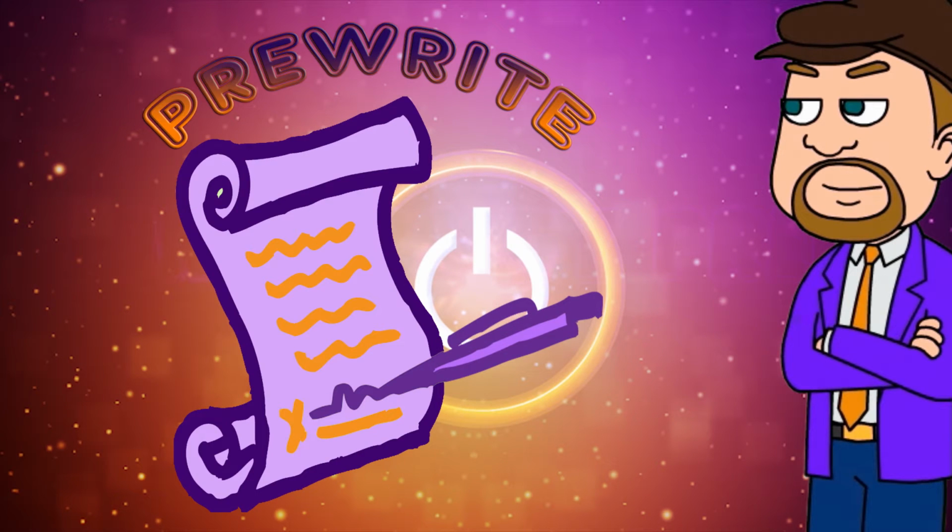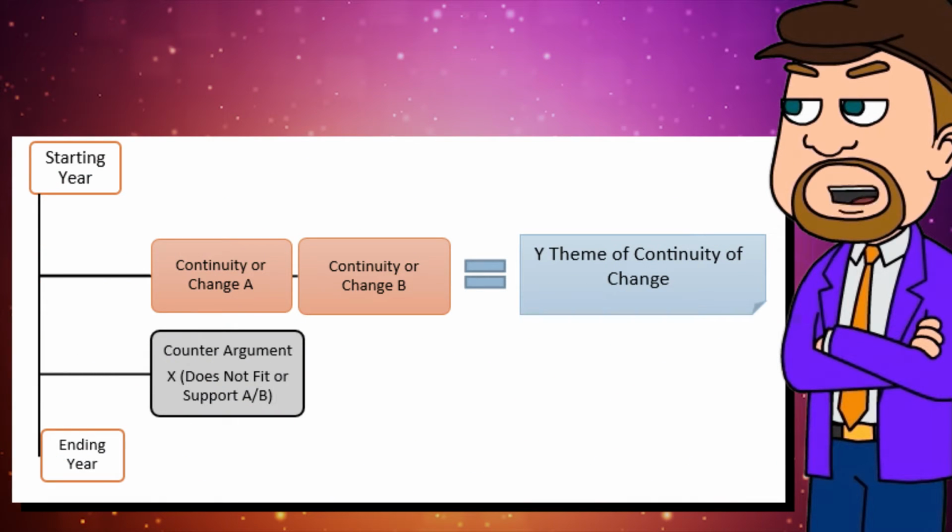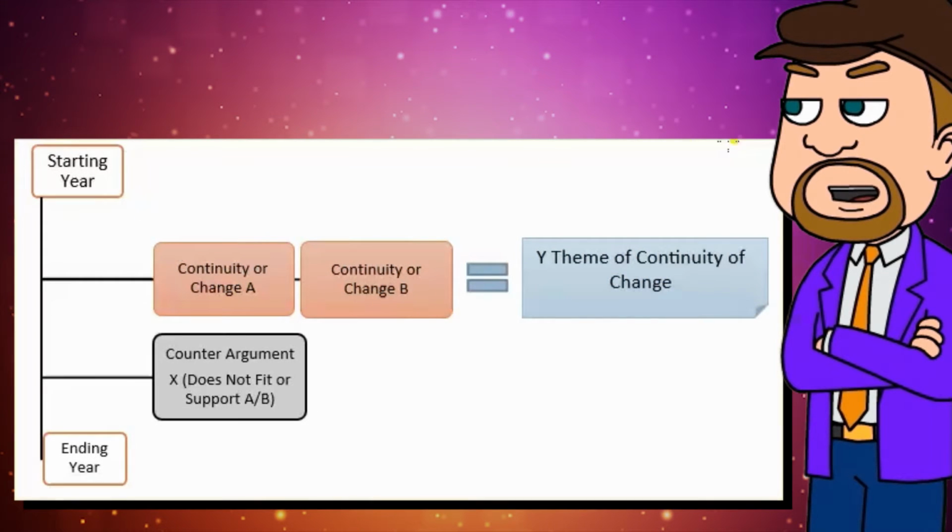How do you arrive at all these things? By pre-writing. For a continuity and change essay, your pre-writing takes this form. It looks like a timeline. As you can see, this pre-writing encompasses a period between a certain starting year and an ending year, which is usually located in the question.